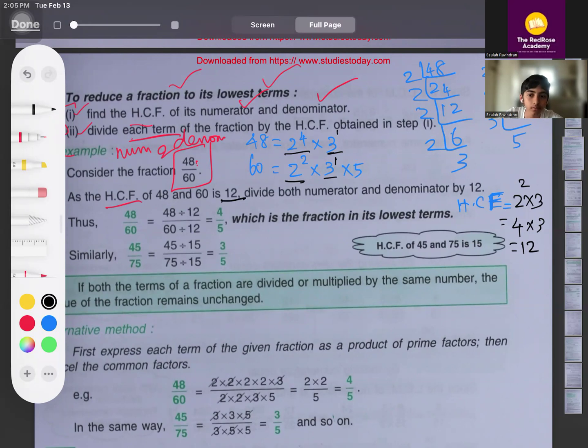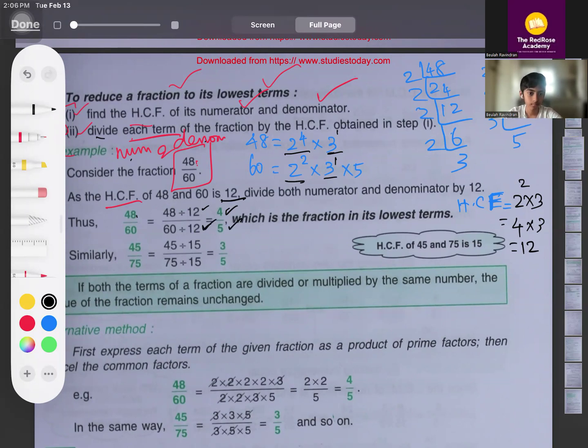So after finding the HCF, what you need to do? Divide the numerator and denominator by the HCF. So divide numerator and denominator by 12. 48 by 60 will be divided by 12. Divide 48 by 12: 4 12s are 48. Then 5 12s are 60. So 4 by 5 is the lowest form. Is it clear for you?